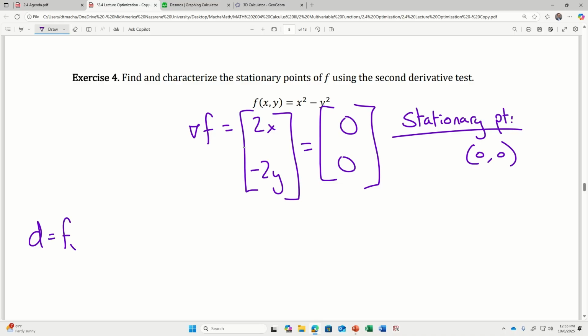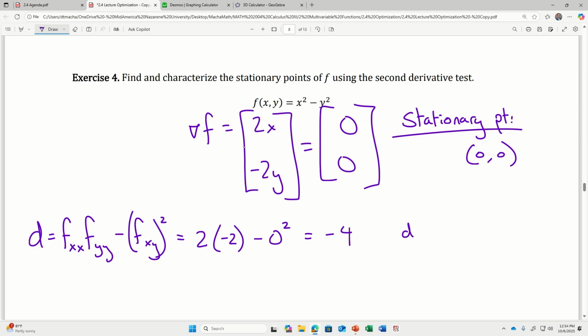Now, take the second partial with respect to x and the second partial with respect to y minus the mixed second partial squared, and we get 2 times negative 2 minus 0 squared, which is negative 4. In fact, since I noticed that the d part is negative, I don't even have to really think about any one of those second partial derivatives.